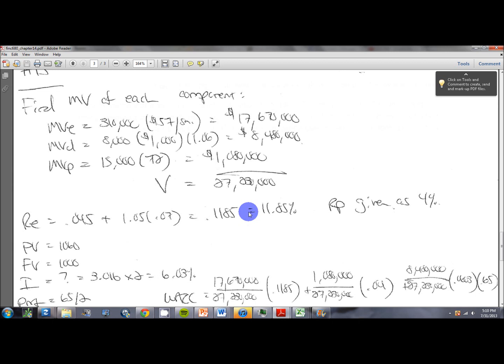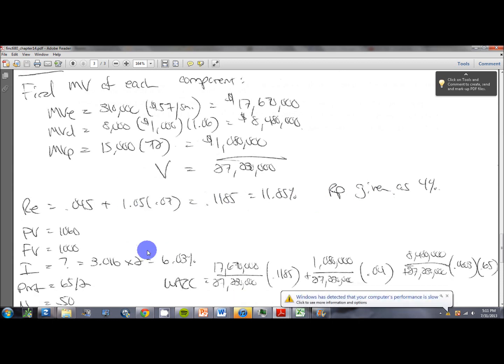The cost of preferred is given to you in the problem as 4%. The textbook, when they presented the preferred section, I'm not completely enamored with how they did that. Some of you may be a little bit confused about that. When they say that the rate of the preferred is X, that is the cost of the preferred. That is how I will present it, because I think that's the most accurate way and the closest to the actual business world.